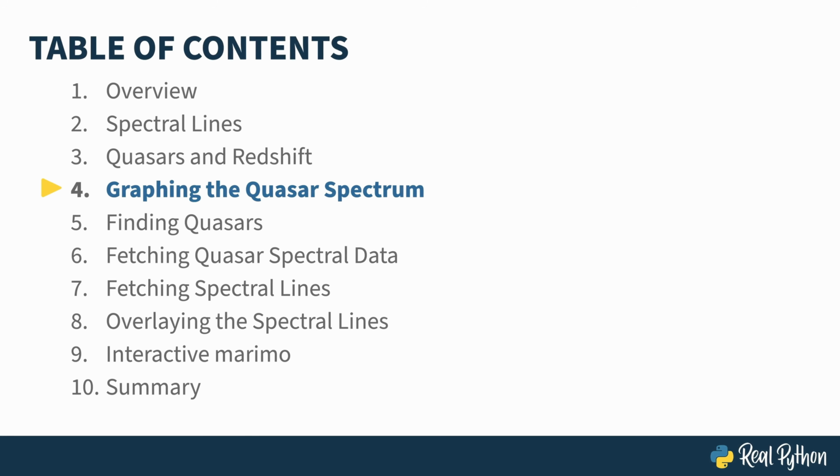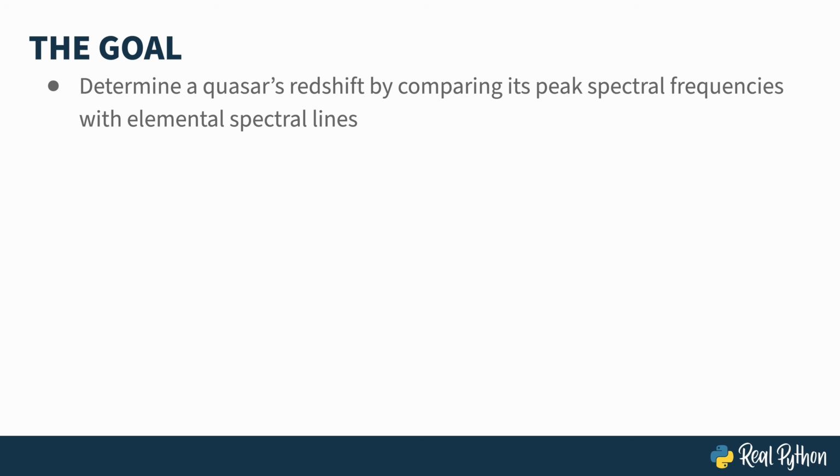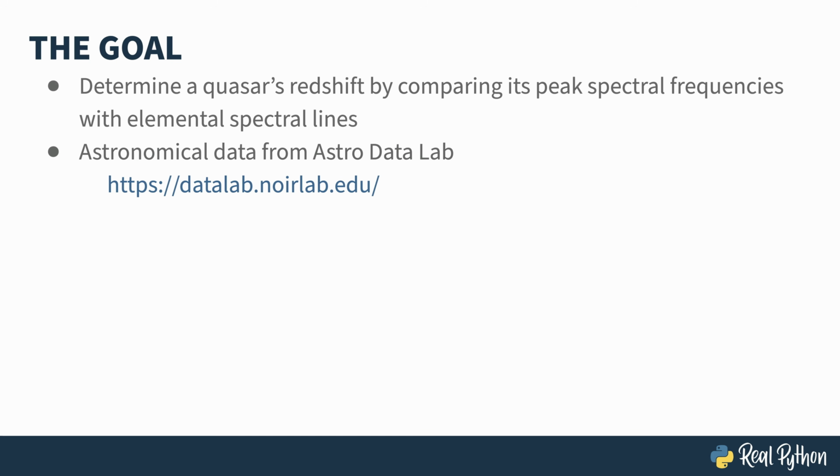In the previous lesson, I explained redshift and introduced you to the massive stellar objects known as quasars. In this lesson, I'll show you how to take a quasar's spectral data and graph it in a Marimo notebook. You've spent 2 lessons on science stuff, so how about a quick reminder on our goal? The intent is to create a dashboard where you can interactively overlay spectral lines and change their redshift to match a quasar's data. The data I'm using comes from the Astro Data Lab, which can be found here.